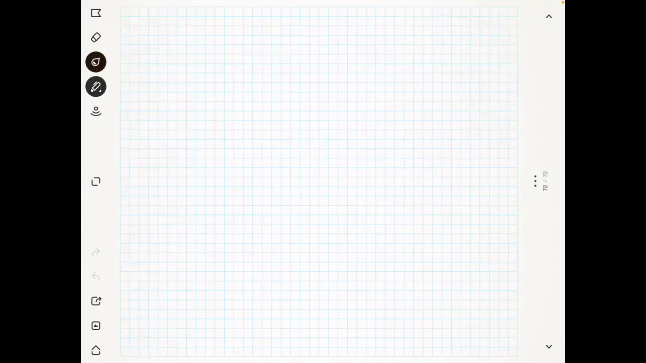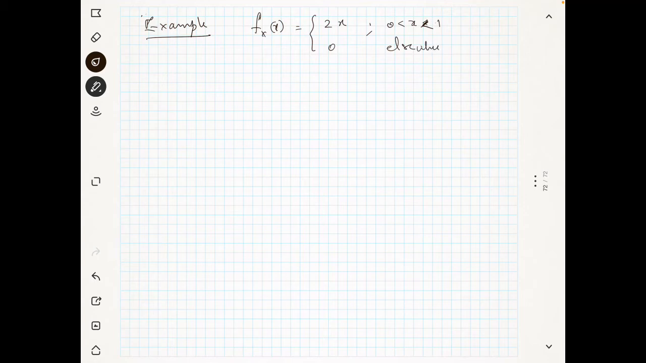So we will see another problem. We have an example now. We have the PDF of a random variable x as 2x, where x takes the value between 0 and 1, and it is 0 elsewhere. This is the PDF of the random variable x, and we want to find the PDF of y, which is nothing but 8 times x cube. Okay, now we are going to solve this.